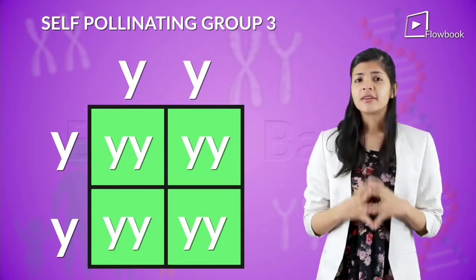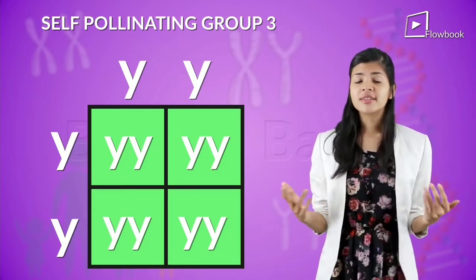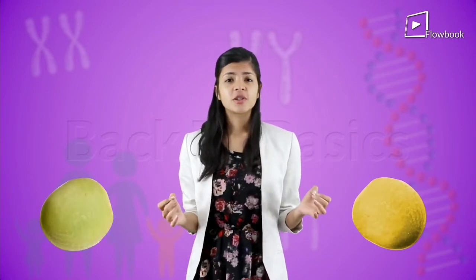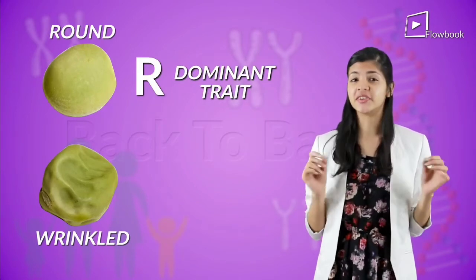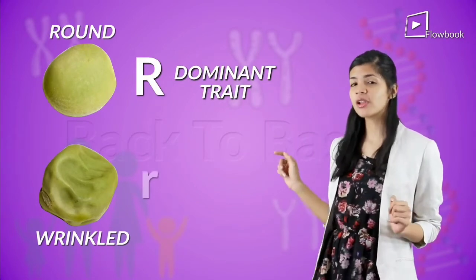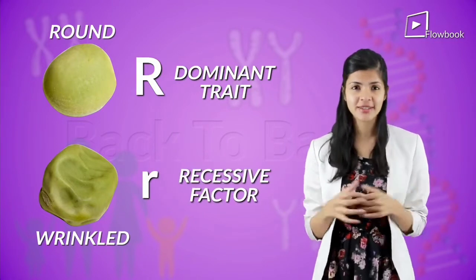Now, Mendel also used some contrasting characters. For example, besides being yellow or green, peas could also be rounded or wrinkled. So, to denote rounded seeds, he used capital R as it was the dominant trait, and to denote wrinkled seeds, he used small r as it was the recessive factor.